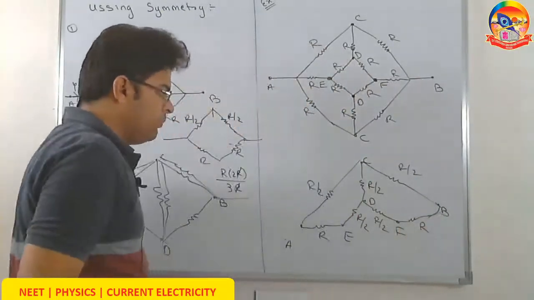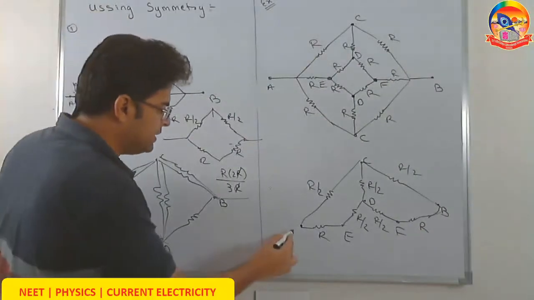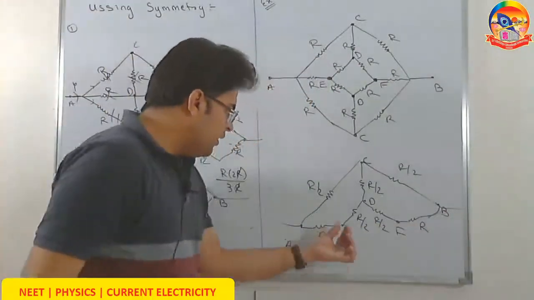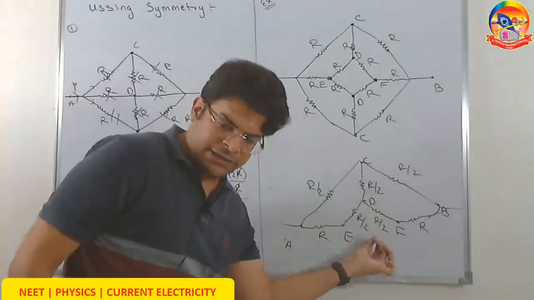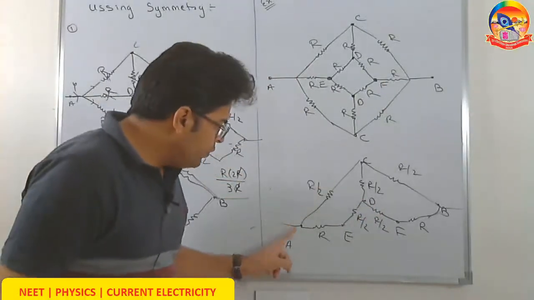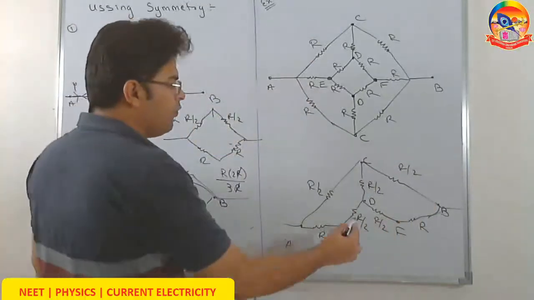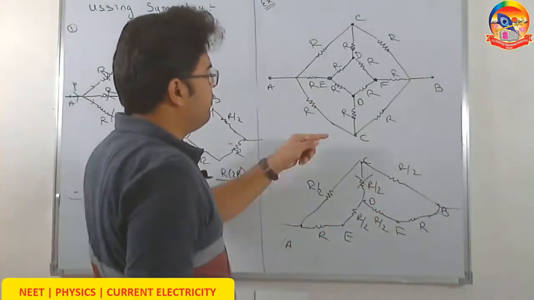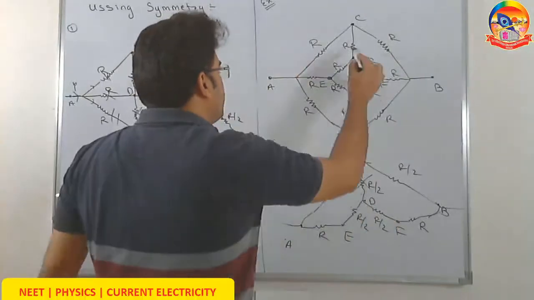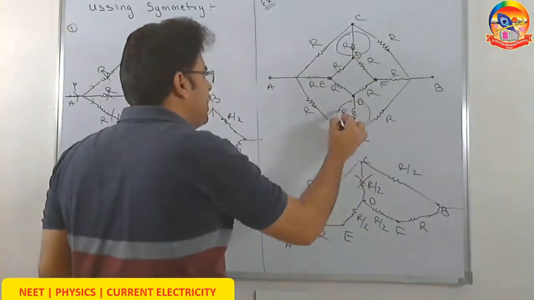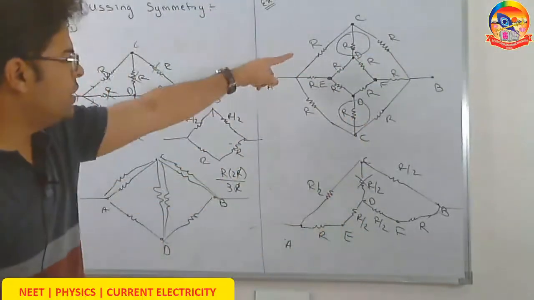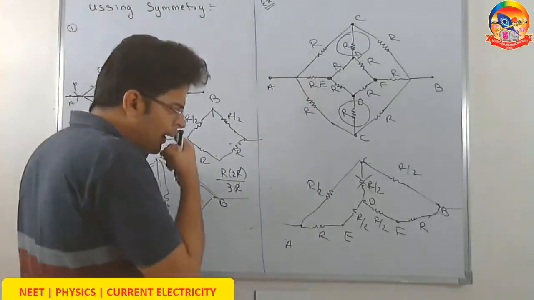So now you might not be able to see, but this is a balanced Wheatstone bridge. If you pull this D down, you get R by 2, 3R by 2, 3R by 2, R by 2. So no current flows through this R by 2. So between C and D, there is no current. So in the actual circuit, in these two lines, no current flows.